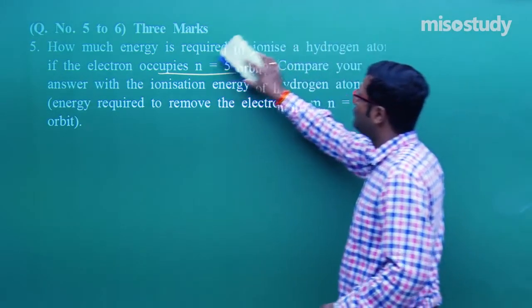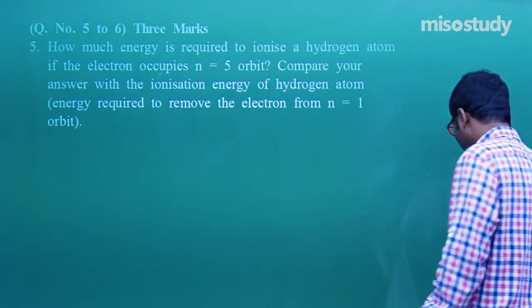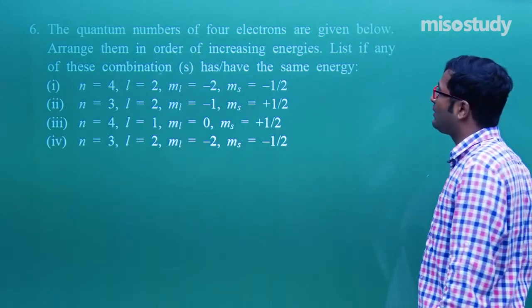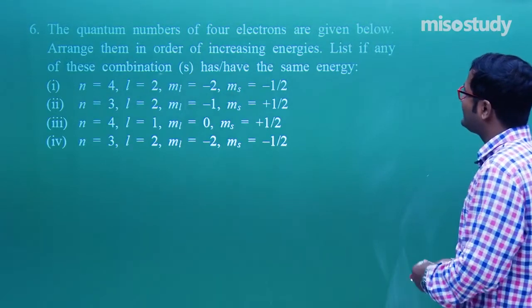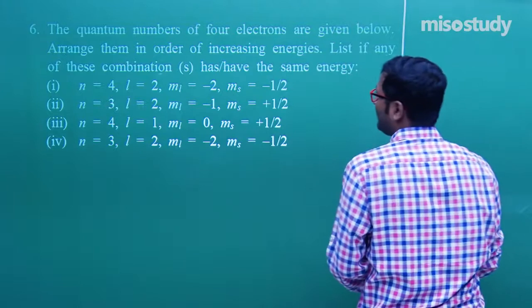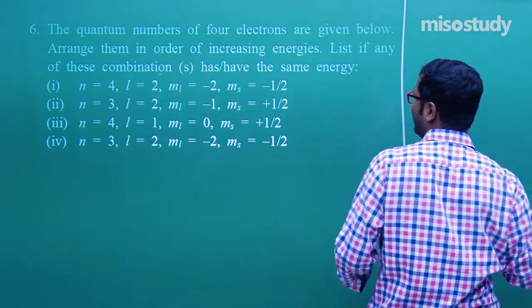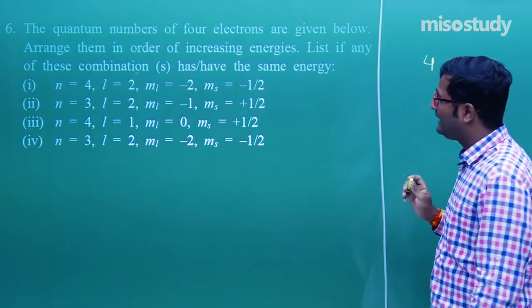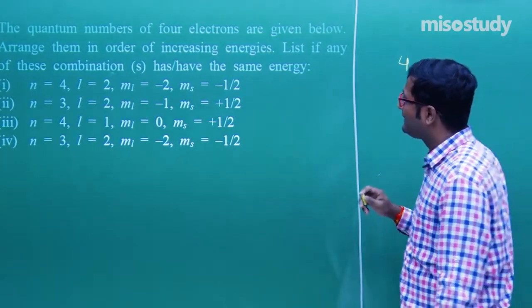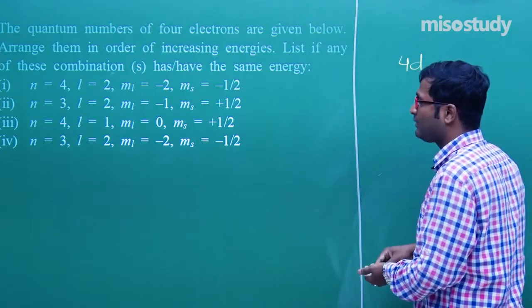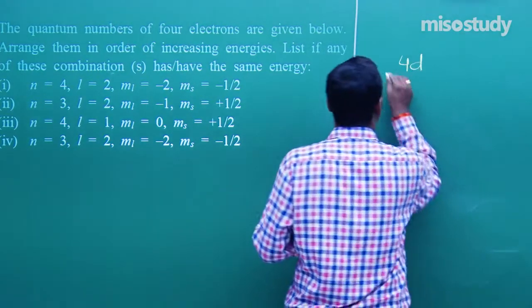Now let's move to the next question. What is the next question? Check it out. The quantum numbers of 4 electrons are given. Arrange them in increasing energies. It is very simple. That is n, l, m, and s. For the first, n is 4 and l is 2. Definitely this is 4d. Yes sir, because l is equal to 2, that is d.